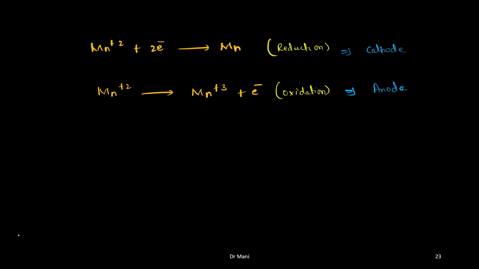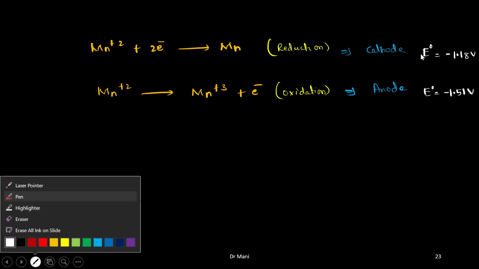Remember, the value is given here. E naught is equal to minus 1.18 V. And here E naught is given as minus 1.51 V. So we know the formula. This is the electric potential for the half reaction, and this is the electric potential of the half reaction of oxidation. Yes or no?